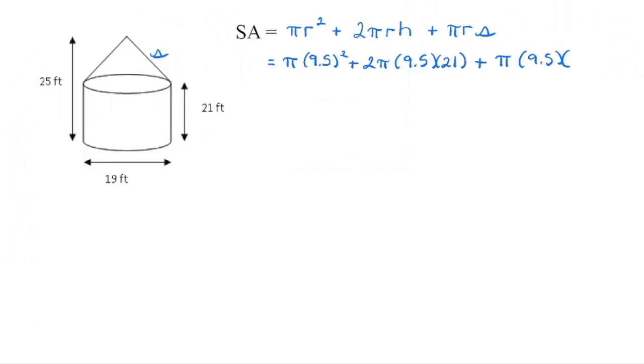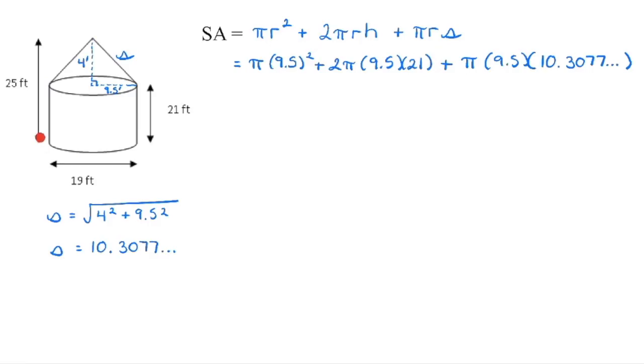And then finally, we need to figure out the lateral surface area of this cone. So we're going to have pi r s. We know pi. The radius is going to be the same, that 9.5 feet. And what we need to calculate is that slant height. If the height of this entire composite figure is 25 feet and the height of the cylinder is 21 feet, I can go 25 minus 21, and that's going to give me a height of the cone of just 4 feet.